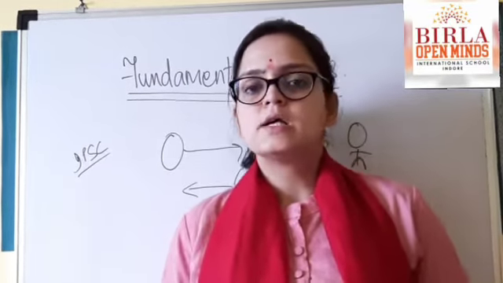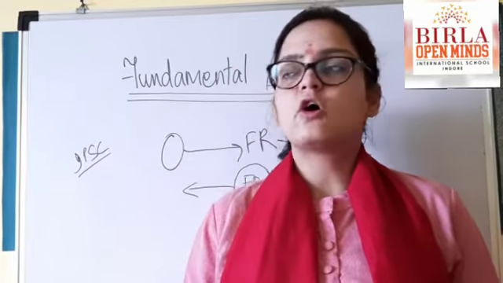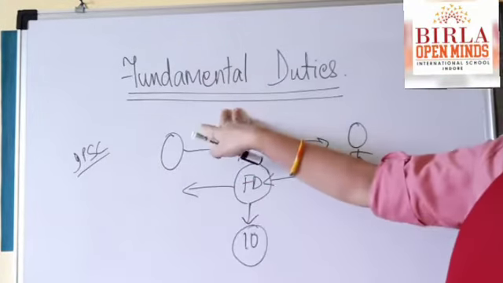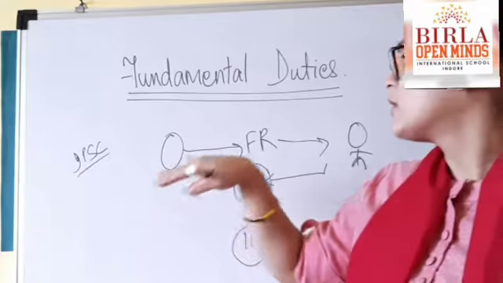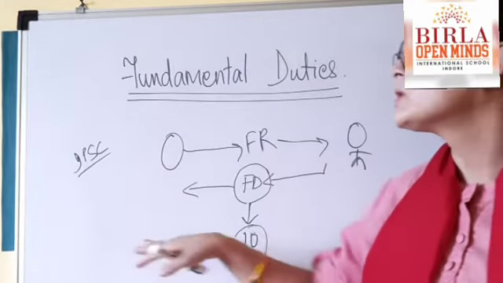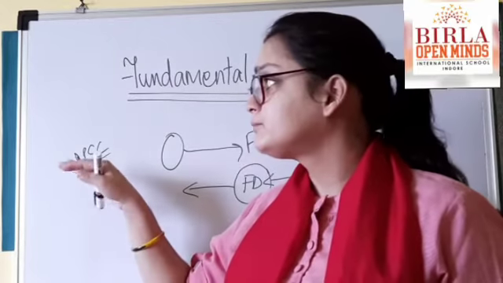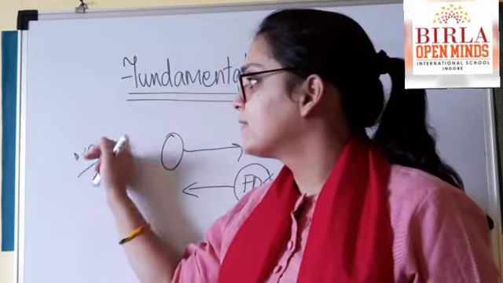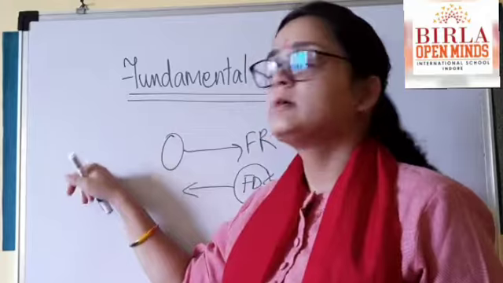So with this we've talked about fundamental duties. How many are there? 10 are there. We've also talked about DPSP, that is the Directive Principles of State Policy.